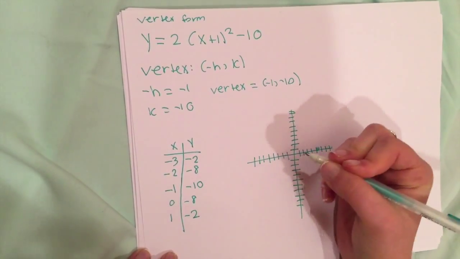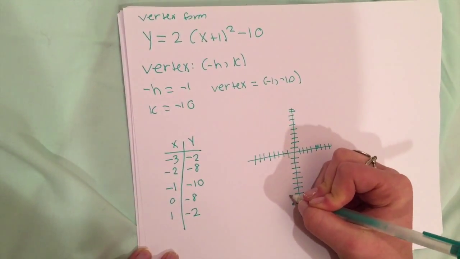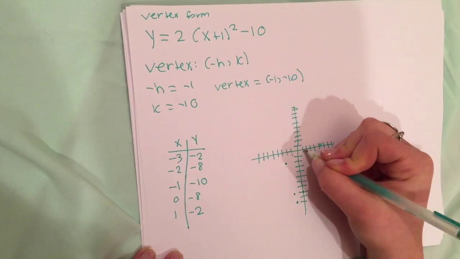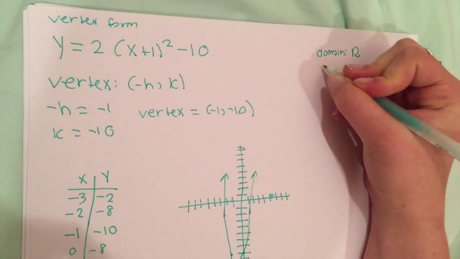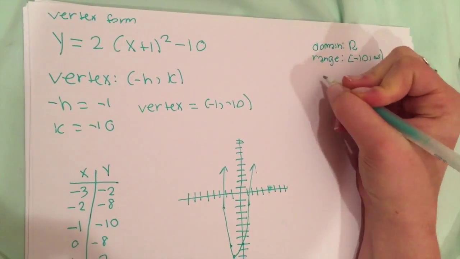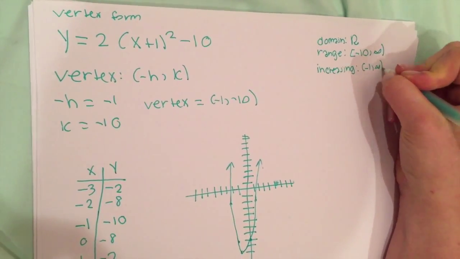Your graph is an up U because a is positive. The domain is always all reals, and the range is from negative 10 inclusive to infinity, and the graph is increasing from negative 1 to infinity and is decreasing from negative infinity to negative 1.